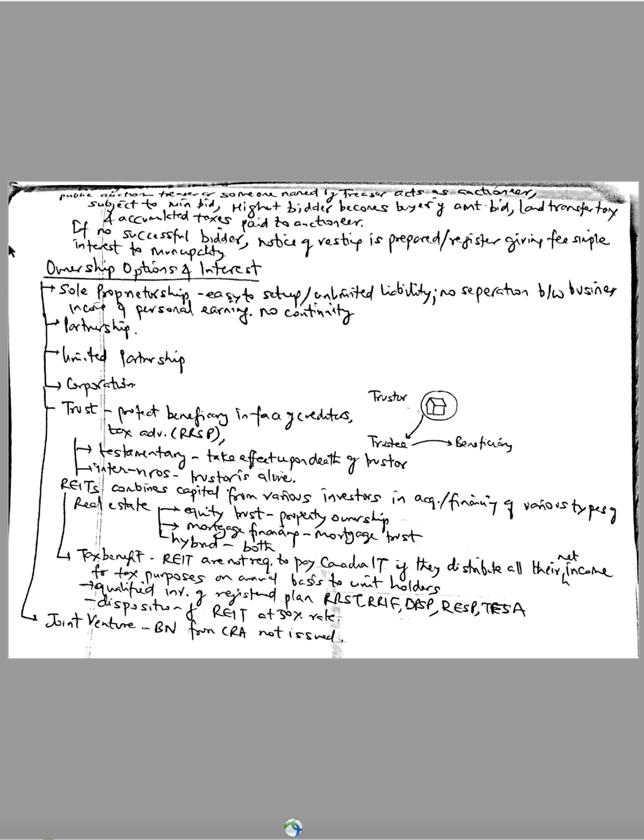Trusts are generally identified as either testamentary or inter vivos. Testamentary trusts take effect upon the death of the settlor. Inter vivos trusts come into effect while the settlor is alive.